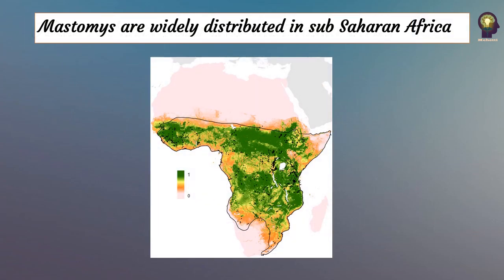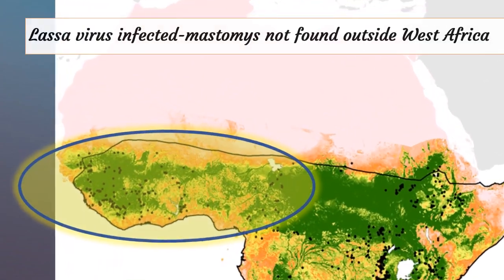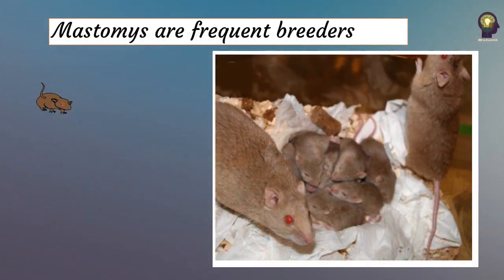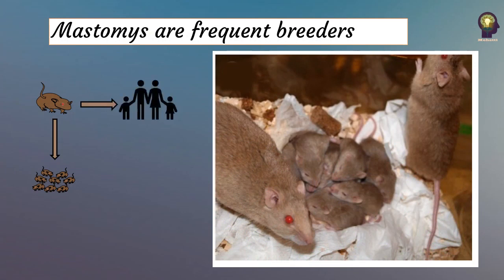The multimamate rat is widely distributed in sub-Saharan Africa, but Lassa virus has not been found in rodents outside of West Africa. These rats breed frequently and can produce a large number of offspring. They can transmit the virus vertically to their offspring and horizontally to humans. Once infected, they are thought to excrete the virus in their urine for the rest of their lives.